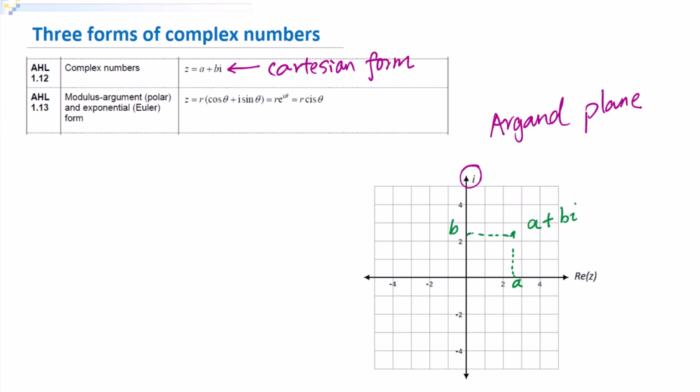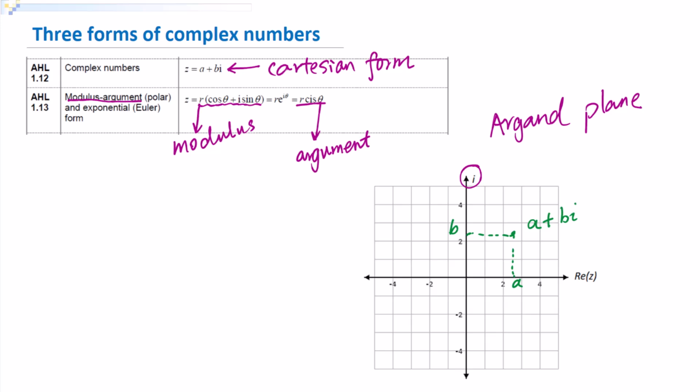We also have a modulus argument form of complex numbers, which is r times cosine theta plus i sin theta. We can write this as r cis theta. This r is called modulus, and this theta is called argument.